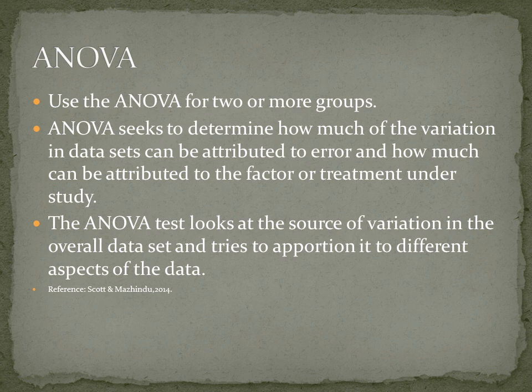The ANOVA test looks at the source of variation in the overall data set and then tries to basically divide or distribute it. A portion means to divide or to distribute it to different aspects of the data. So what we're looking at is what could have caused that variation in the data set. Was it actually our treatment, or was it something else that caused that variation?